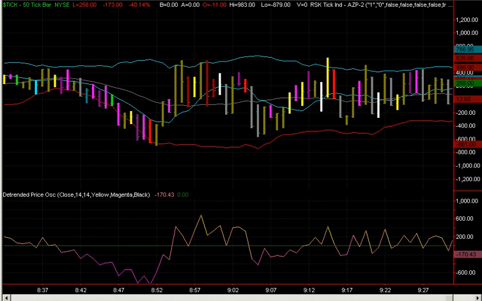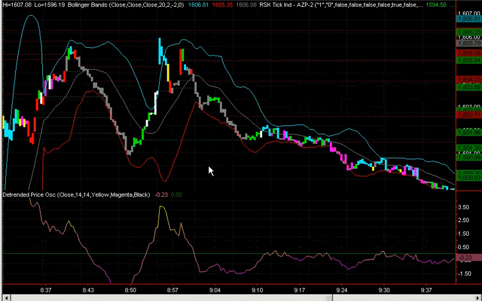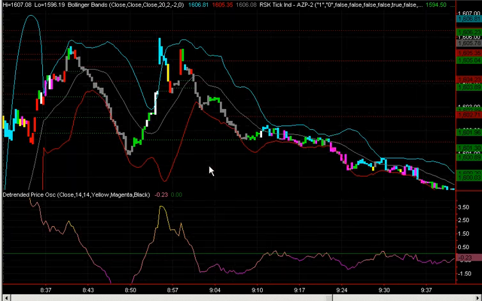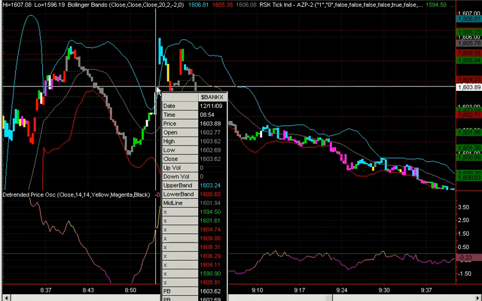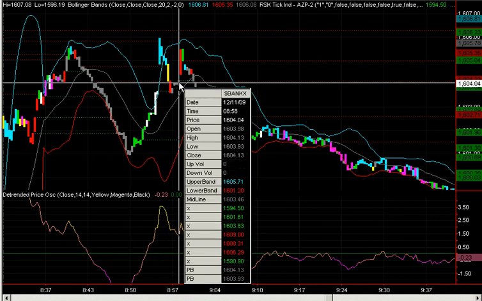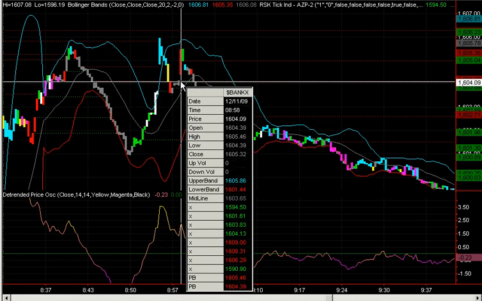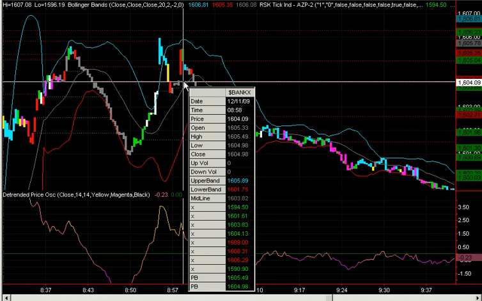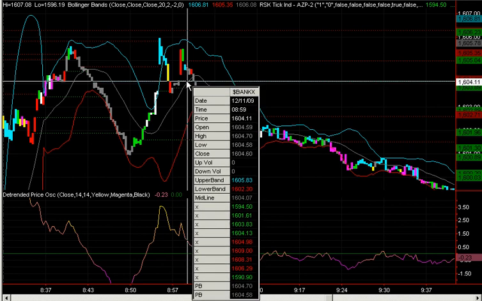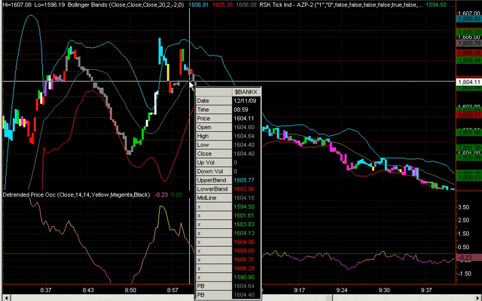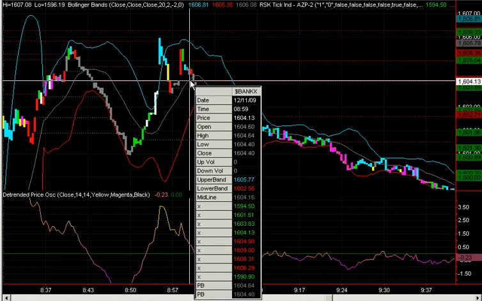So the weakness on the tick is one clue. Another clue is $BANKX. We're running a 20 tick bar on bank using our group reversal system. And what do we see happen here? 8:55 new high on bank, 8:58 lower high on bank. And then 8:59 even lower, and the color of the bars are gray.